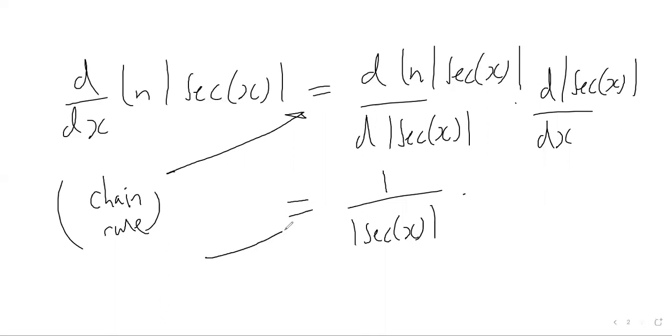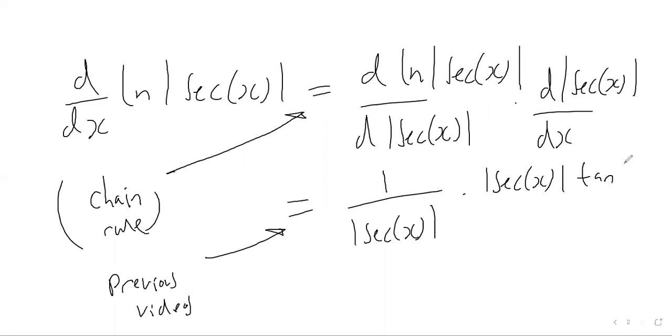We did this in a previous video, so I'll just make a note here that this is using previous videos. When we differentiate the modulus of sec x, we just get the modulus of sec x multiplied by tan of x. And so the modulus of sec x cancels out, and we're just left with tan of x as our derivative.